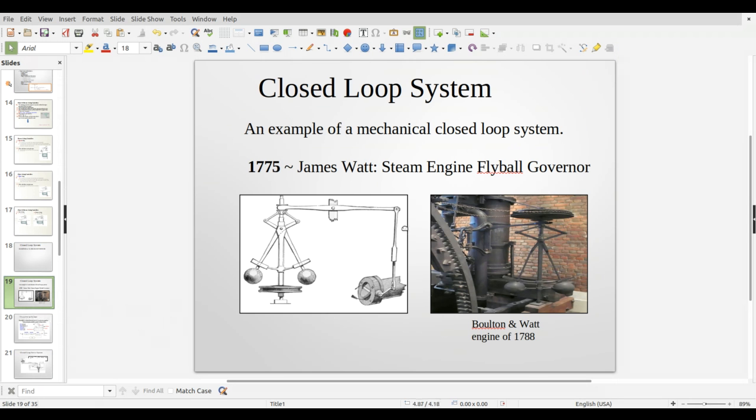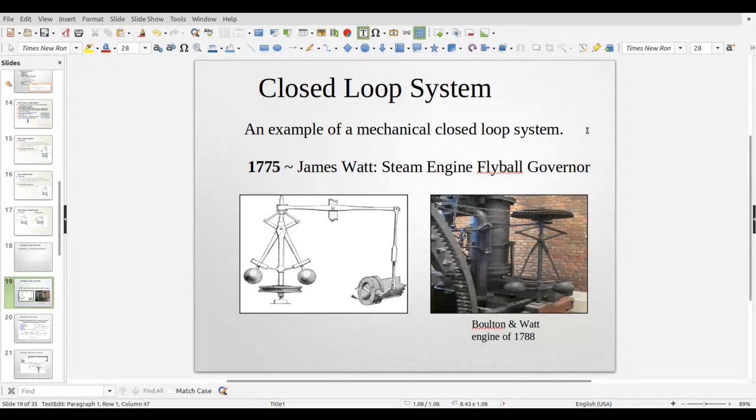All right, so here is a closed loop system that was invented by James Watt. Now, if you remember James Watt, he's the guy for whom, when we talk about power in electrical circuits, we use the watt. Same guy here, he did a lot of mechanical stuff too, and he invented the fly ball governor. And this was a total mechanical, closed loop system that he built.